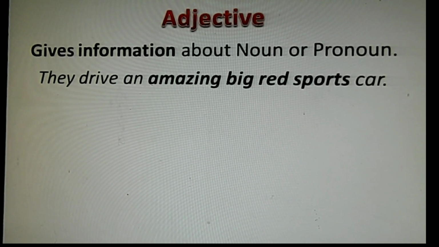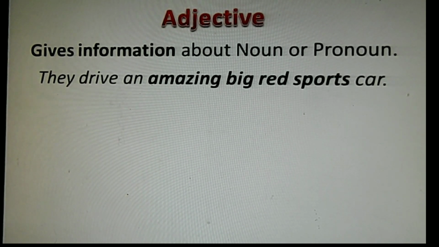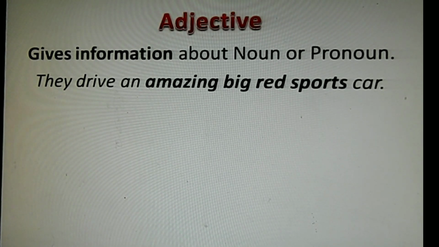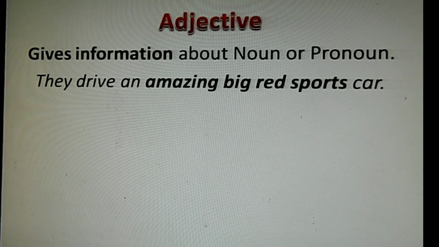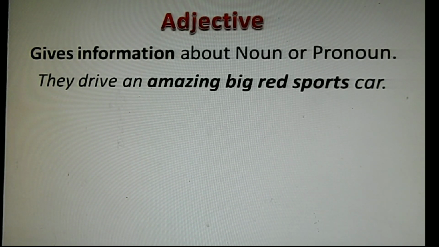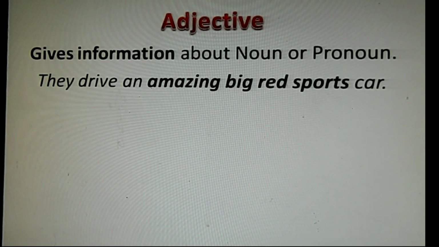Have a look at this sentence. They drive an amazing big red sports car. The words which are written in bold letters or highlighted, they all are adjectives. Here we are interested in the noun car. If you look at them closely, you will realize that all these adjectives give us answers to questions like what color, what size, what type, etc. Okay, followed? The adjective amazing gives us the answer to the question, what is your opinion of the car? The opinion of the car is amazing. So the answer becomes an adjective.